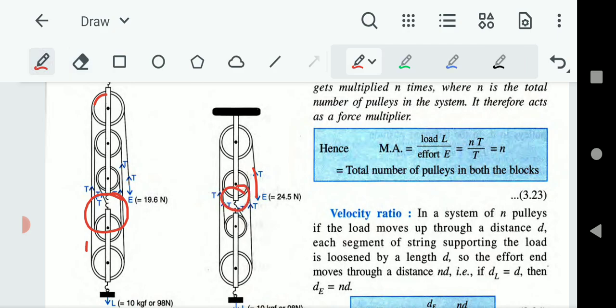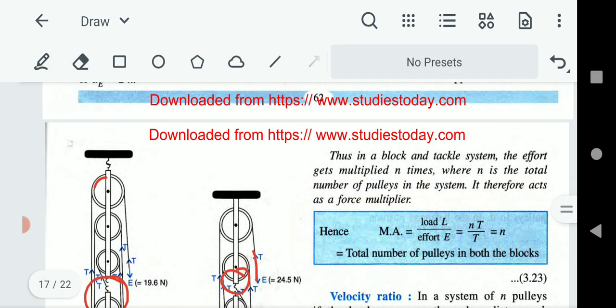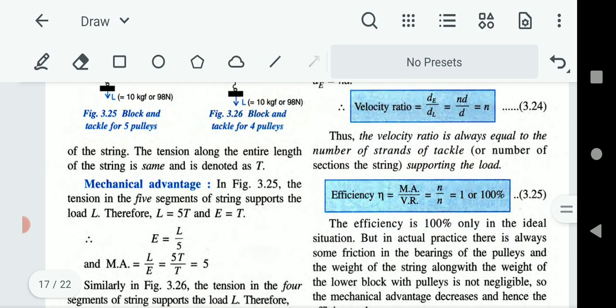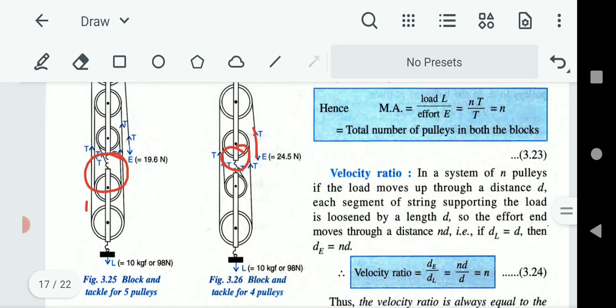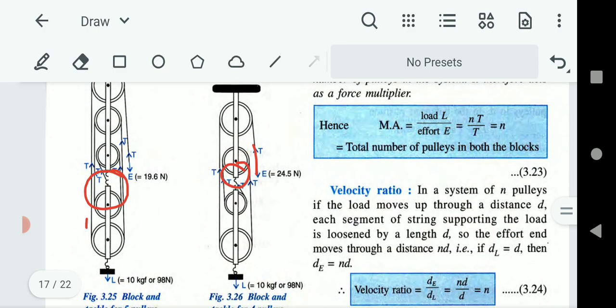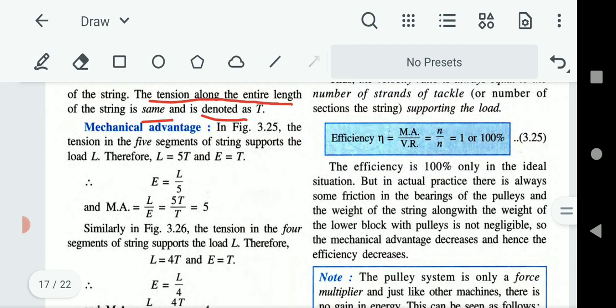See here. Now the tension along the entire length of the string is same and is denoted as T. The tensional force in the entire string is same. What will be the mechanical advantage?